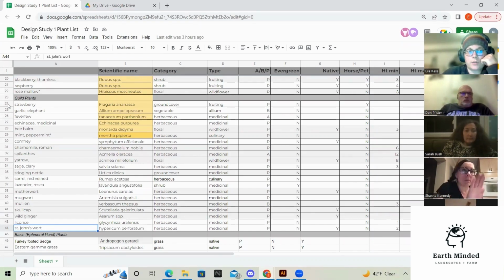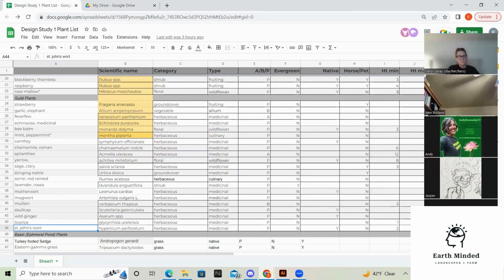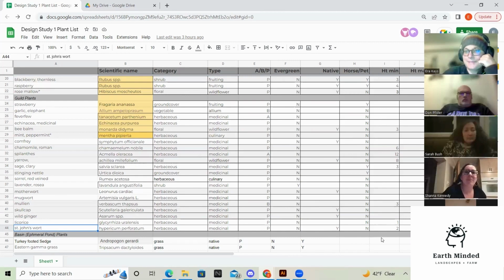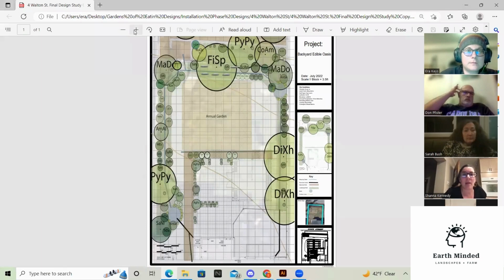Any questions about rows 24 through 44? Shanna? You can hear me? Yeah. Perfect. I've heard that lavender's kind of hard to grow in our area with the moisture. Did you do anything to mitigate that or make it a drier spot?